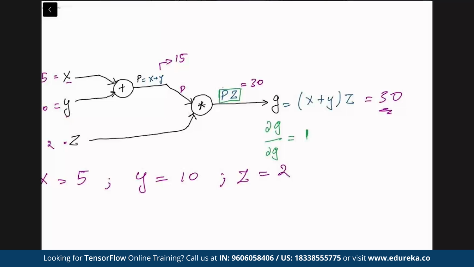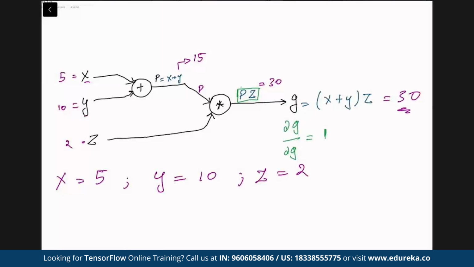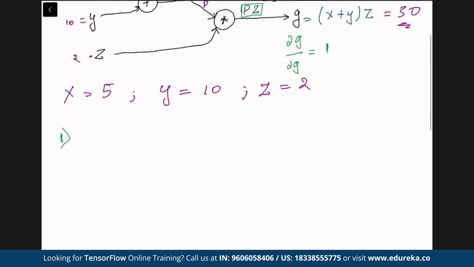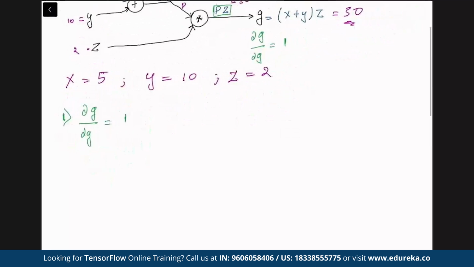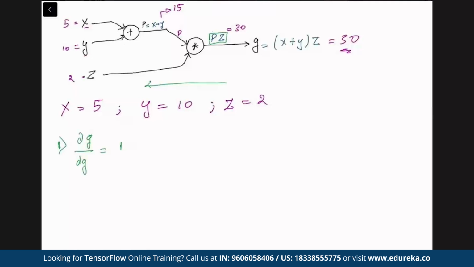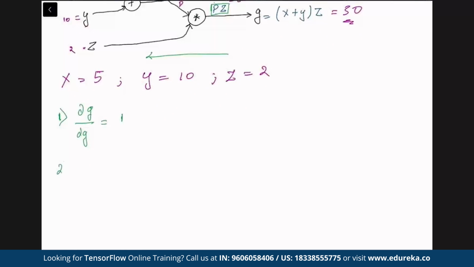So let me quickly show you. The partial derivative of this with respect to P and with respect to Z. Let me quickly write this down here. First off, we take the partial derivative of G, and this should be 1. And next we have PZ. We are moving in a backward direction, so obviously we'll be moving from right to left. Let me quickly do the partial derivative over here. In stage 2, we'll have PZ.